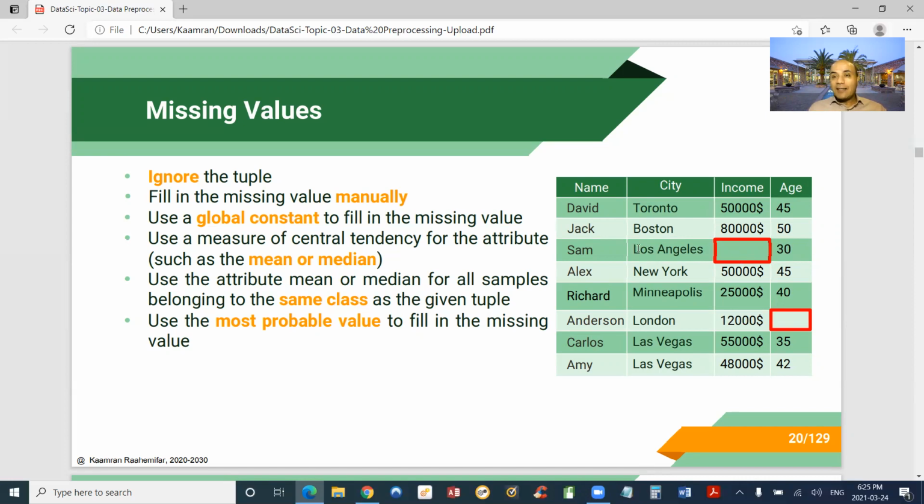You ignore the fact that this is Los Angeles. You ignore the fact that this is New York. And the income scale is actually quite different than Boston, than London, than Las Vegas, than any other cities in the US or in Europe or in Canada or elsewhere. You may be able to use a global constant, and it depends on the nature of the data. Who decides that? You, as the data scientist, as the expert of the domain, the knowledgeable in the domain, you can decide.